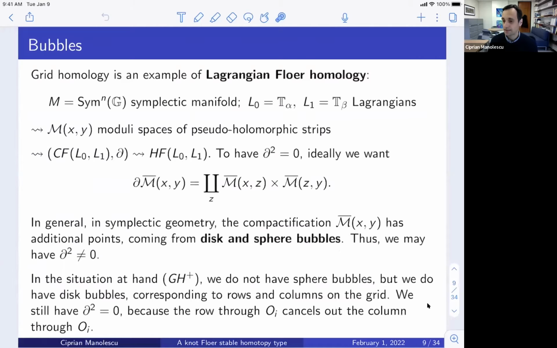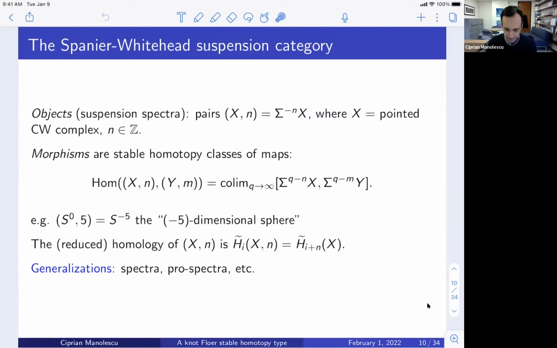Are there any questions so far about this review? So what we want is to upgrade this invariant, which is a homology group, to a space, or more precisely to a suspension spectrum. So this is an element in the stable homotopy category.